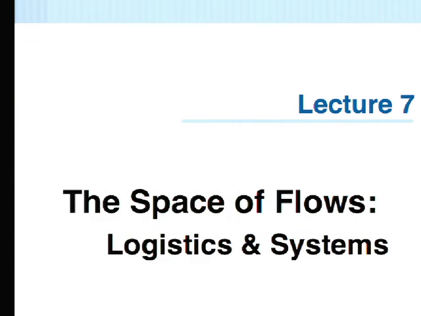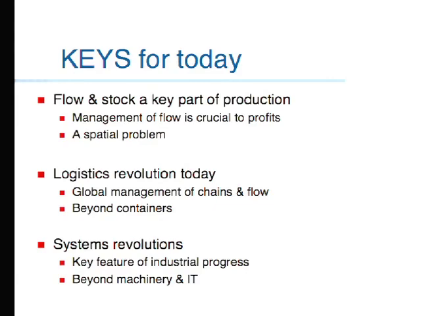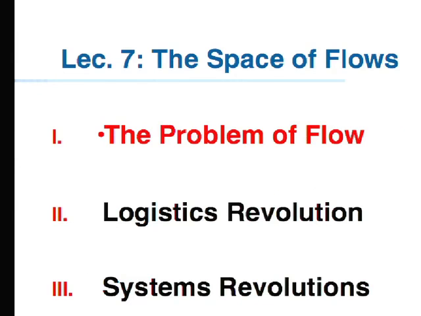So today I'm going to go beyond just transportation improvements, which is kind of old transportation geography. It was about where the trains go and how fast and so on. Today it's very much about this thing called logistics. We're going to talk first about the problem of flow, then the logistics revolution, and then systems revolutions in the history of industrial development. It's kind of an interesting topic.